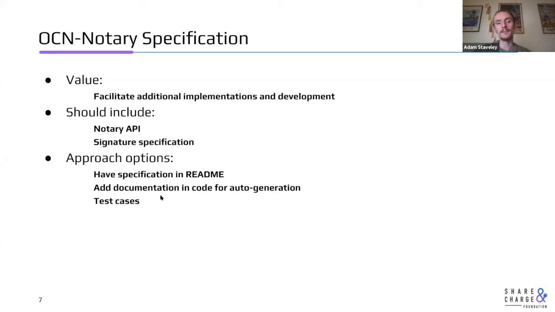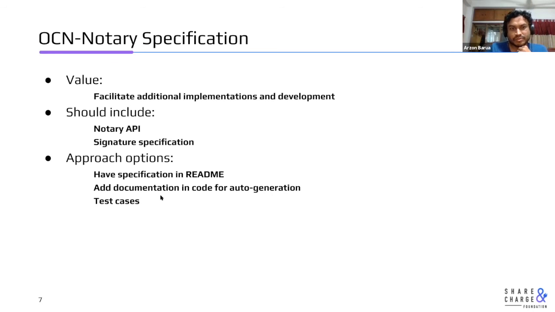And the OCN node specification would not be too big. There are a few endpoints that are used, but having that in writing and in detail would be beneficial, I think. Right. Yeah, that could be a similar but separate issue on the OCN node repository, for instance. Sure, I can create that one as well.